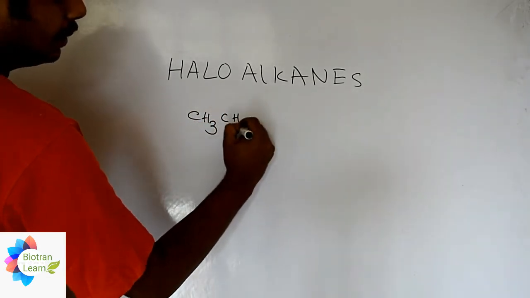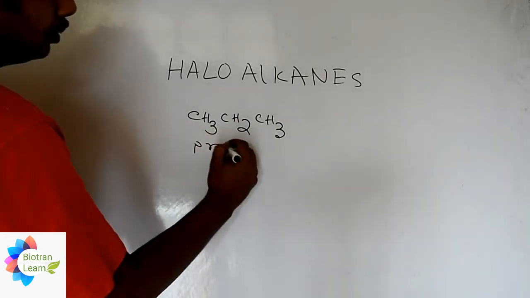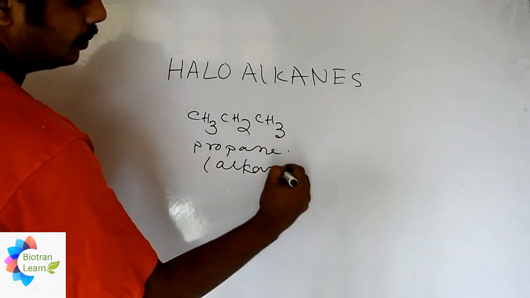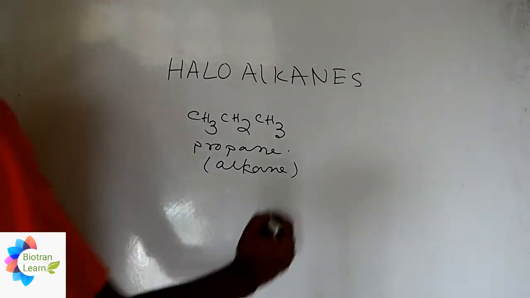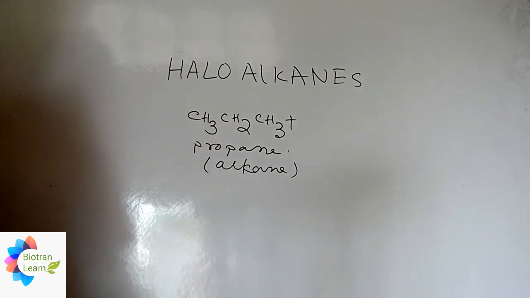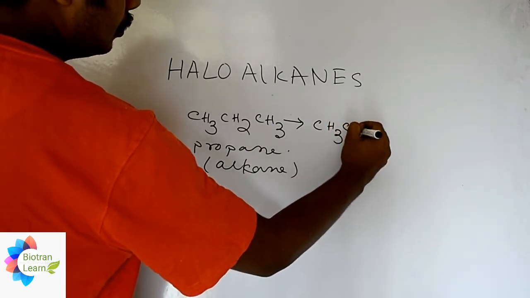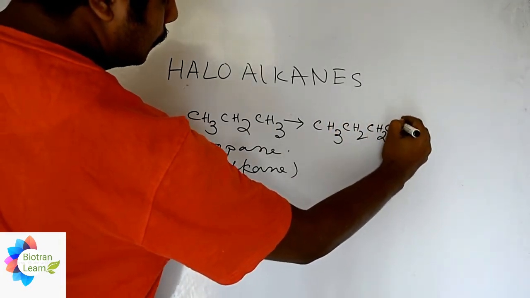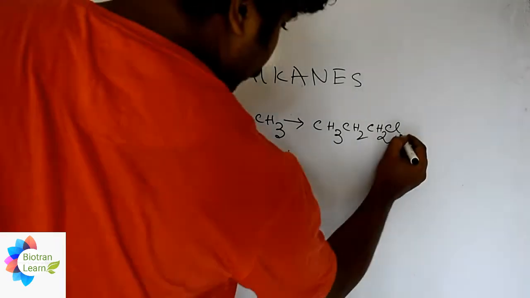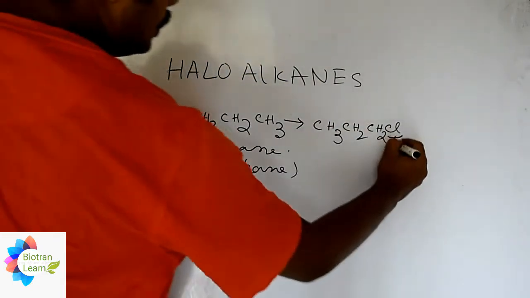Suppose this is an alkane. I'm having propane in here. This is propane, right? Hence it is an alkane. Now I am trying to add a halogen group in this particular section. What's happening in this case? If I transform this one into this one, in this way I can see that in here I have attached a chlorine. Hence this is a halogen group, right?